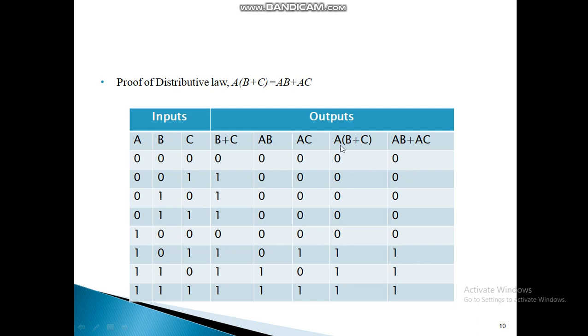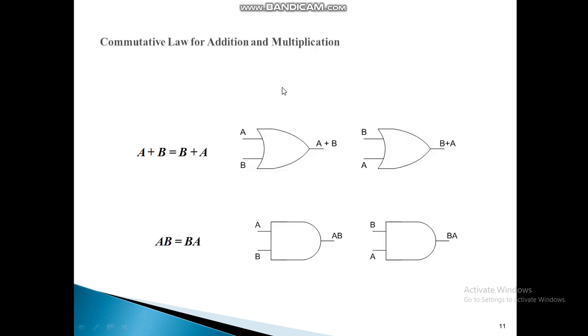Now we check the value of the left hand side against the right hand side. 0 is equal to 0 for the first five rows. 1 is equal to 1 for the last three rows. It means the result of the left hand side is equal to the result of the right hand side. So we can say that A into B plus C is equal to AB plus AC.